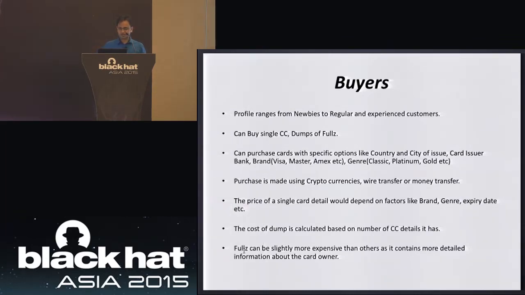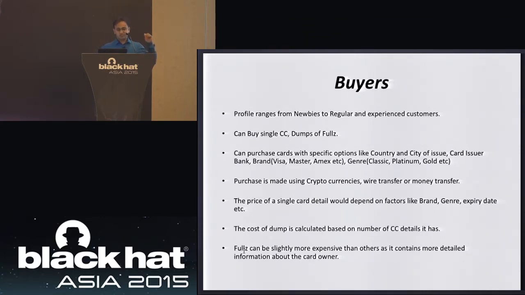Now you can purchase cards with specific options like country, city of issue, card issuing bank, and the brand that you want. Let's say you are fond of one brand and not of the other, so you can just choose your option from there. You can also select the genre. We are pretty much excited about the kind of card we hold. Let's say I have a signature card, so I'll just flaunt it in the shops that, okay, I'm the signature card holder, I'm the platinum card holder. So this is something interesting for the criminals as well. They would definitely want to put their hands on signature or platinum cards and just strip you off the money.